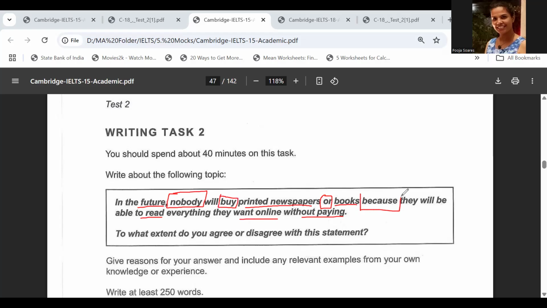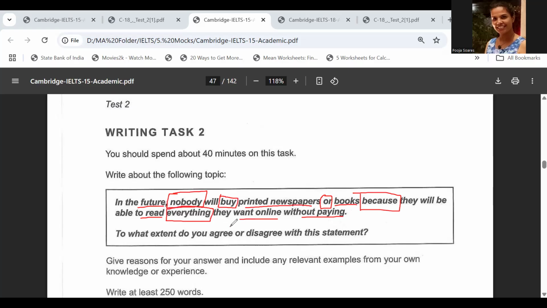There's a reason given, so you also have to understand that the reason given in the question has to be justified. There could be any other reason why people do not buy, but this reason has to be justified in the essay which you write. Nobody, everything, these words are 100% extremes. Nobody is like 0%, not a single person. Everything is like 100%: they want everything online without paying. That means there would be no money involved, right?